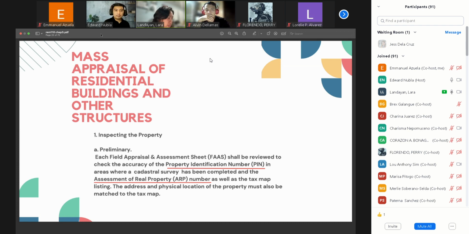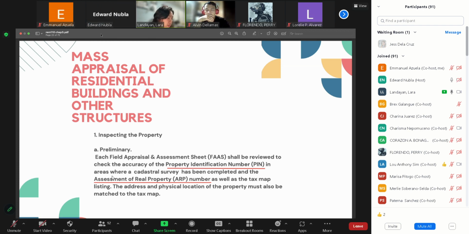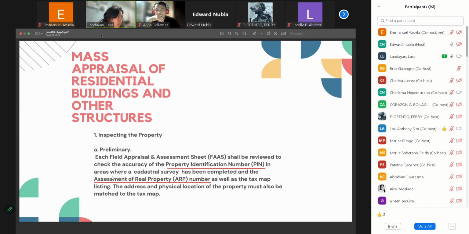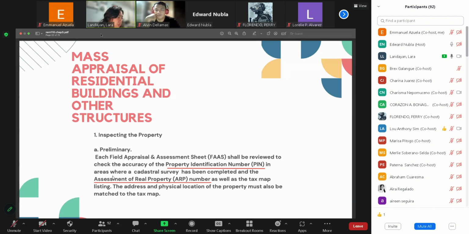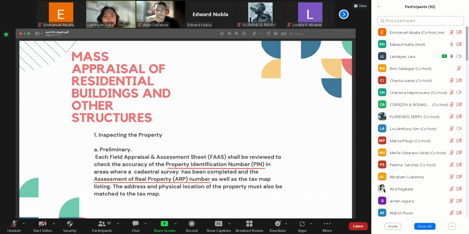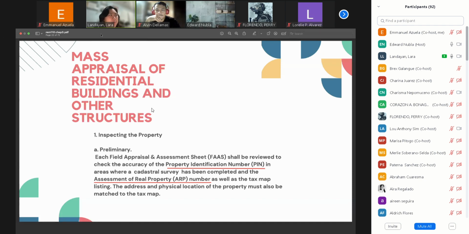So yung previous discussion po natin ay yung tatlong methods: cost approach, income approach, at market data approach po. Ngayon po, magpo-proceed po tayo sa reporting under mass appraisal of residential buildings and other structures kasi natapos na po yung mass appraisal for land. Si Ma'am Kadag po yung magdi-discuss ng mass appraisal for residential.